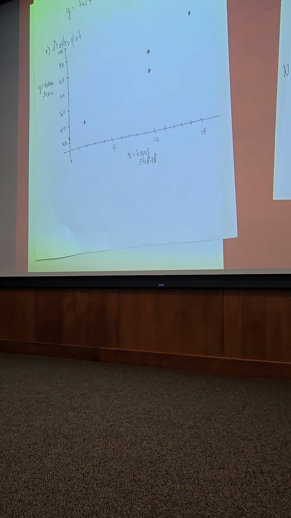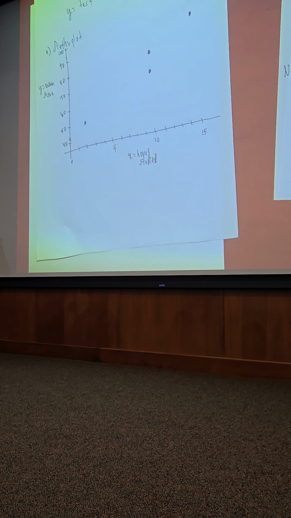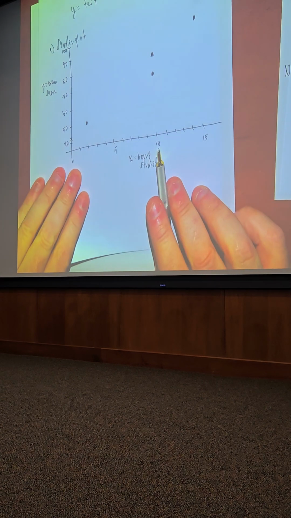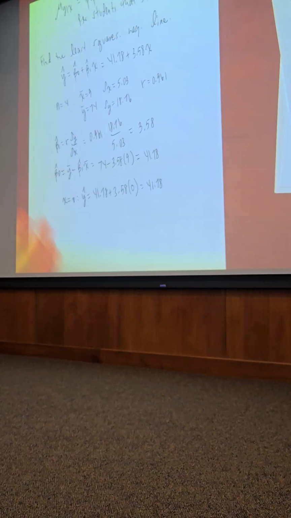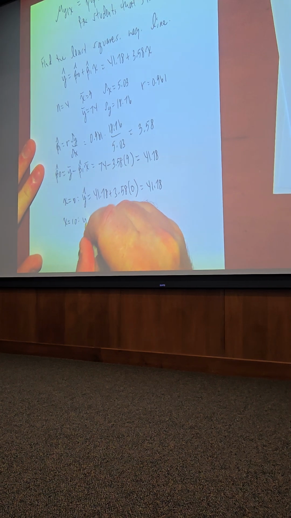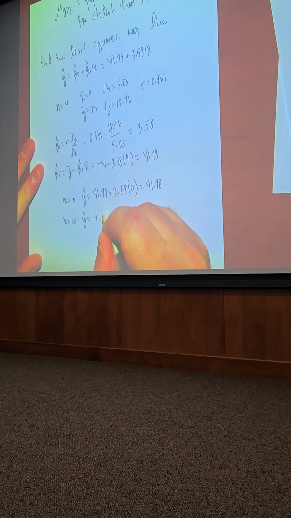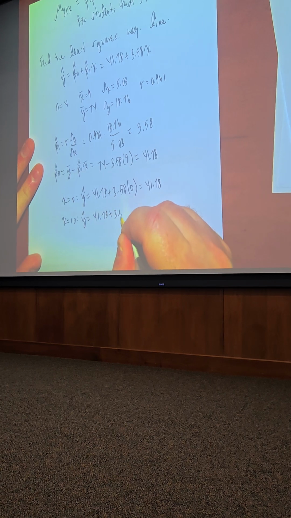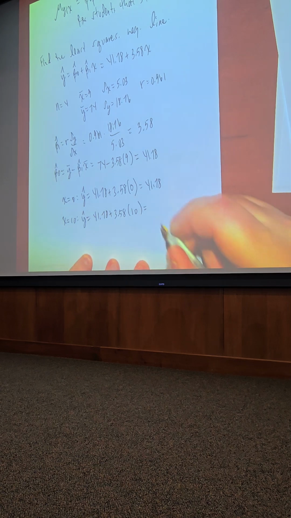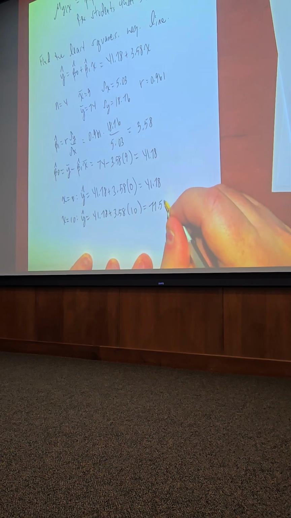Now, if you want to make an accurate line, would I choose x equals 1, or would I choose an x value further out? Yeah, let's choose an x value further out to make a nice graph here. The other x value that I chose was x is 10. Okay. When x is 10, what's the height of my regression line? Y hat is 41.78 plus 3.58 times 10, which comes out to 77.58.